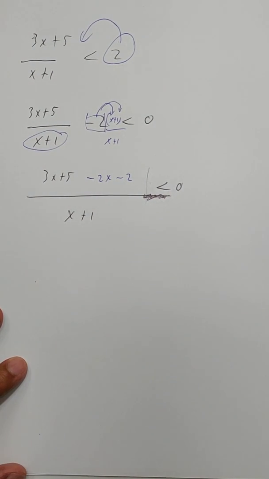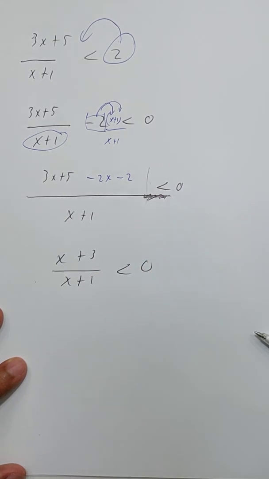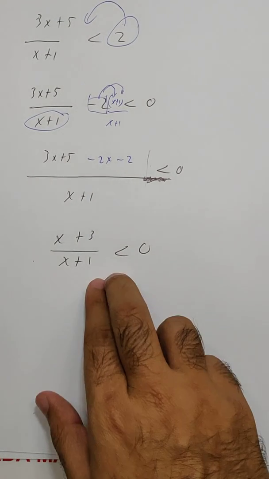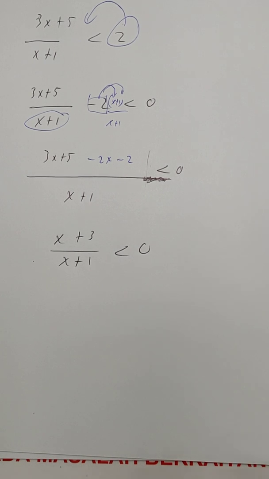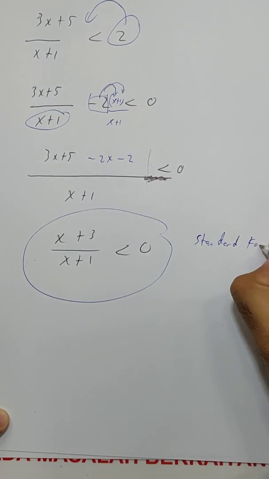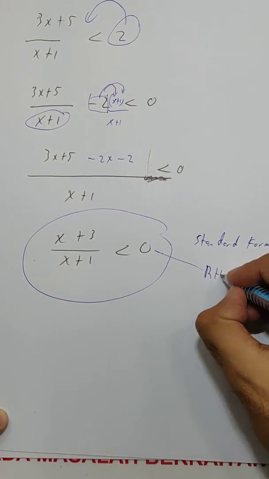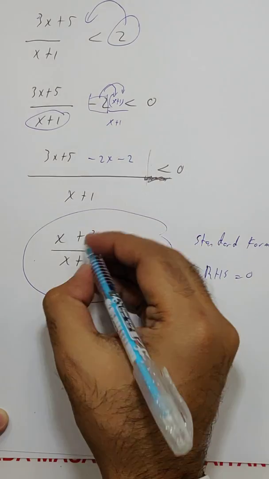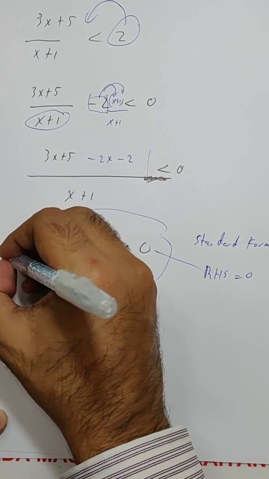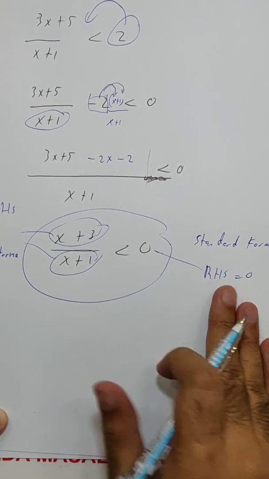So you should be able to get (x+3)/(x+1) less than 0. Are you guys okay so far? Over here, there's no particular name, but I call this the standard form. What do I mean by standard form? The right hand side is equal to 0, and the left hand side is fully factorized. You guys okay? The left hand side fully factorized, the right hand side equals 0.